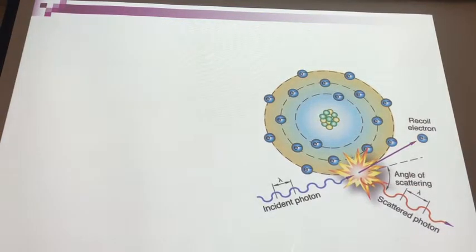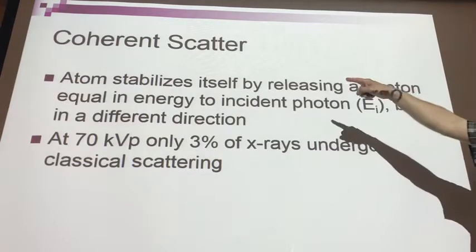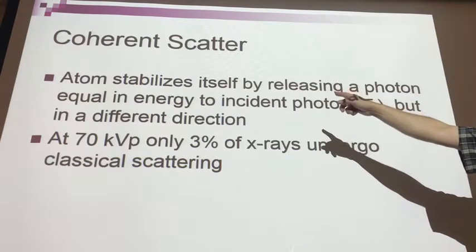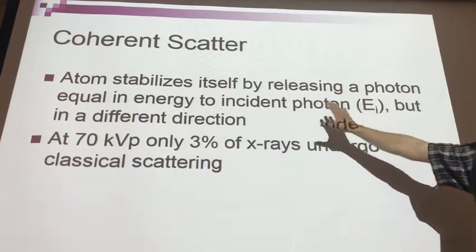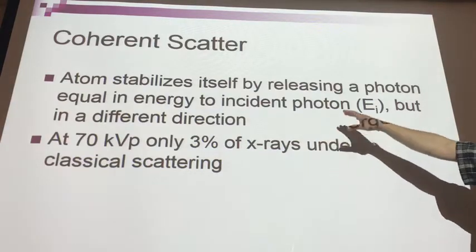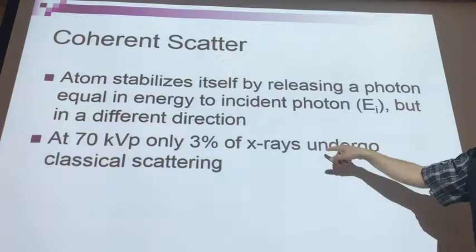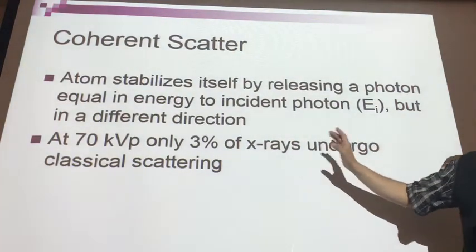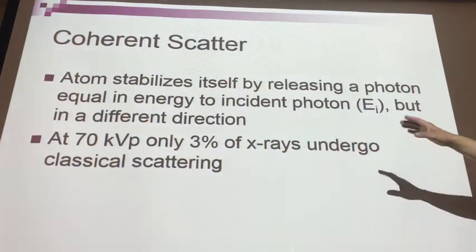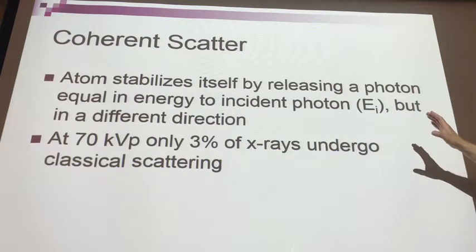So what you have to do is add this to coherent. This is coherent, at 70 kVp. That's Compton. At 70 kVp, only 3% of the X-rays will go through coherent. So that's either one of those two.